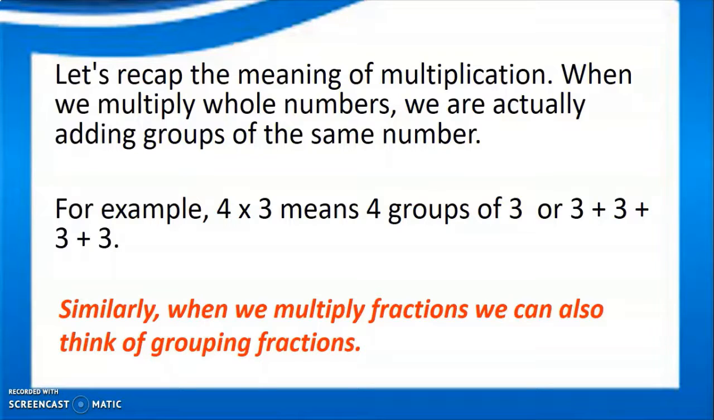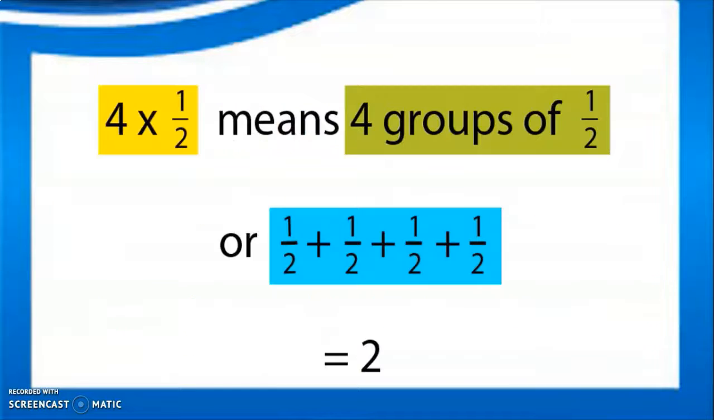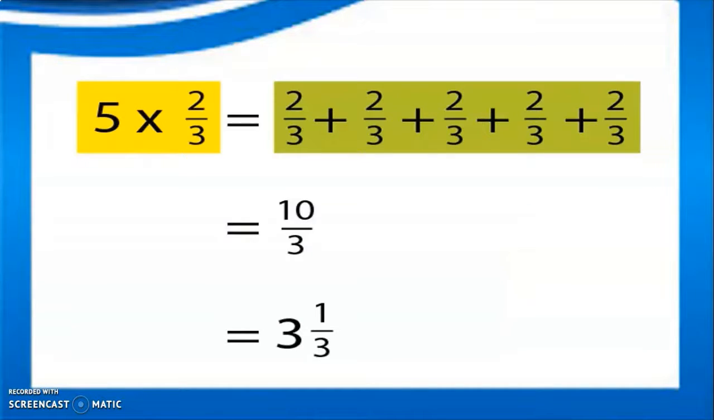Similarly, when we multiply fractions, we can also think of grouping fractions. For example, 4 times 1/2 means 4 groups of 1/2, or 1/2 plus 1/2 plus 1/2 plus 1/2 is equal to 2. Therefore, there are 4 groups of 1/2.